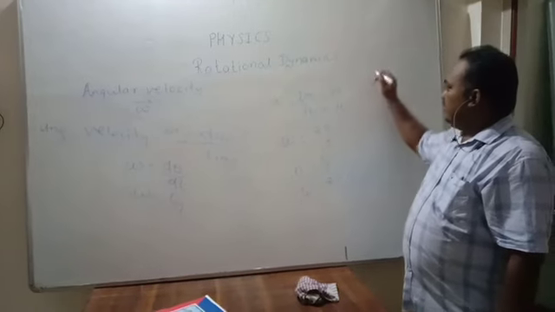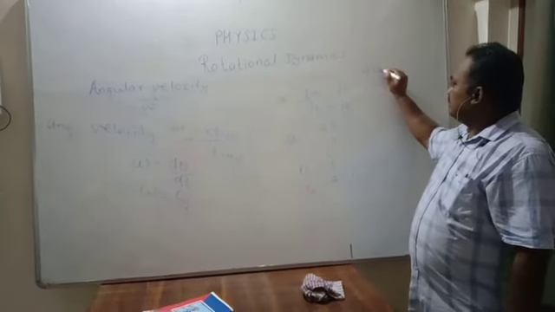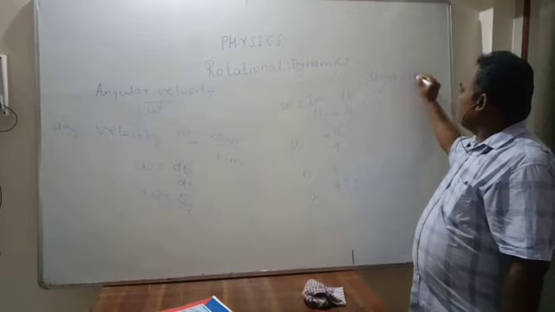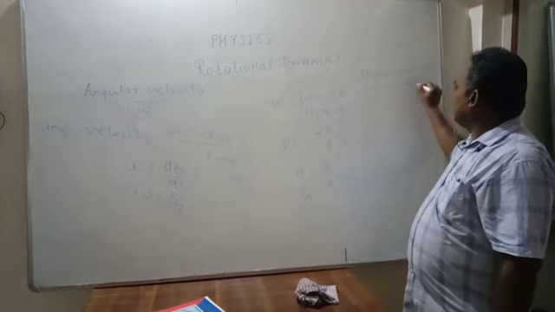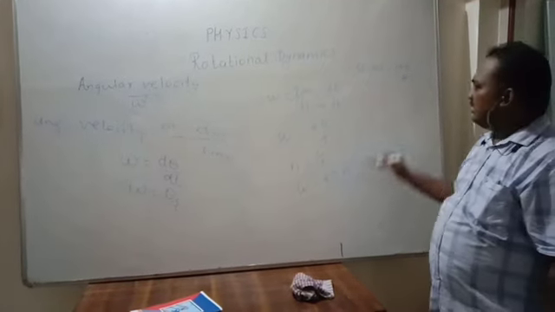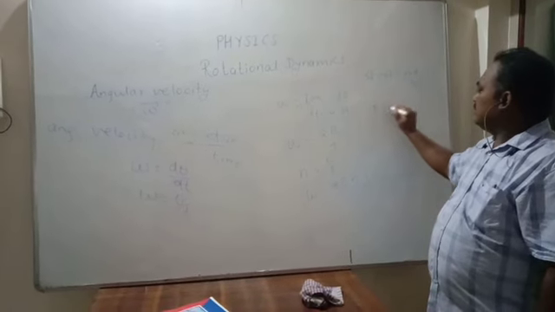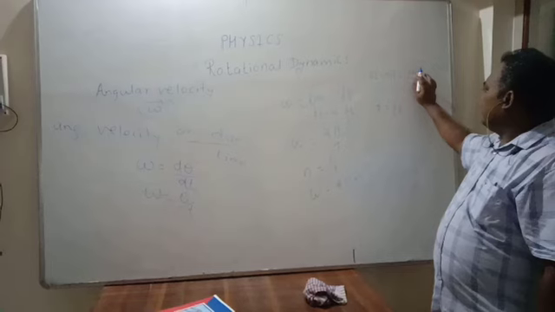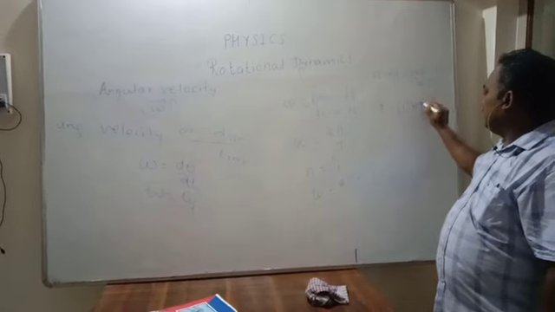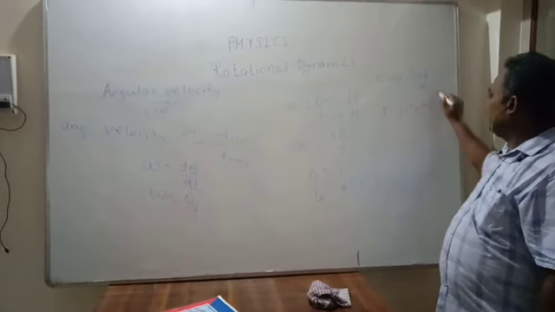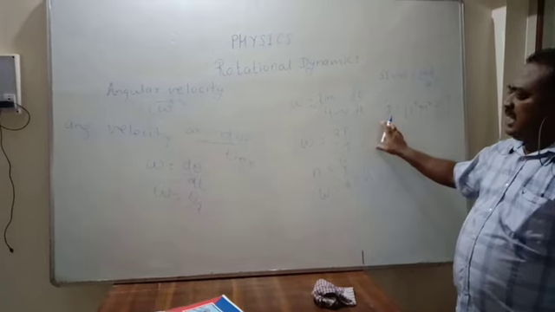Its SI unit is radian per second. Okay, SI unit is radian per second. Dimension: radian is dimensionless, so the dimension is L0 M0 T minus 1. This is the dimension of angular velocity.